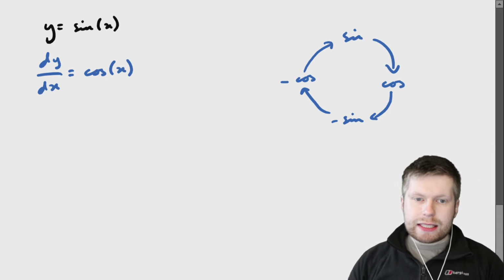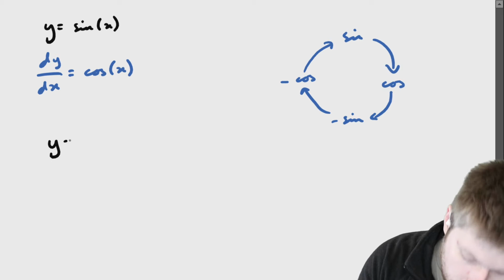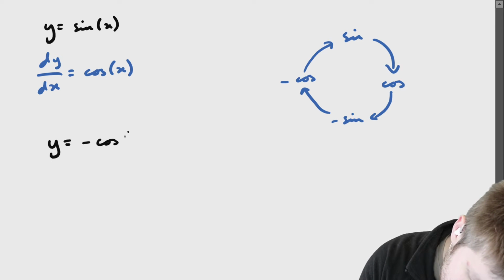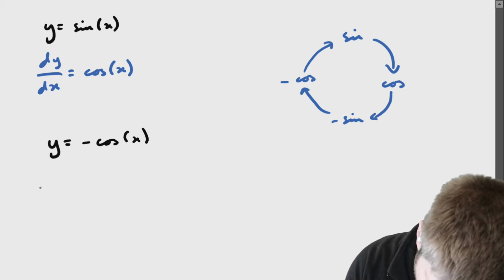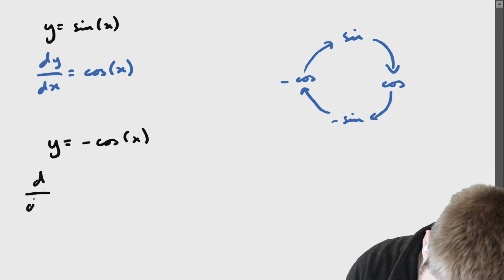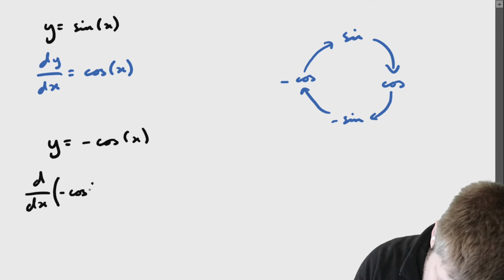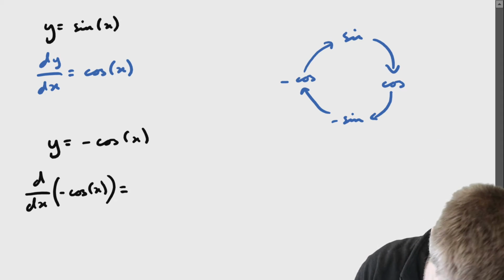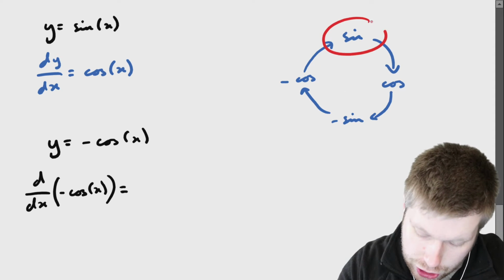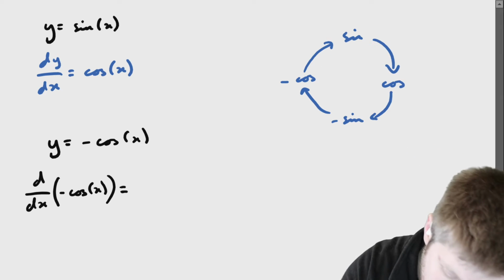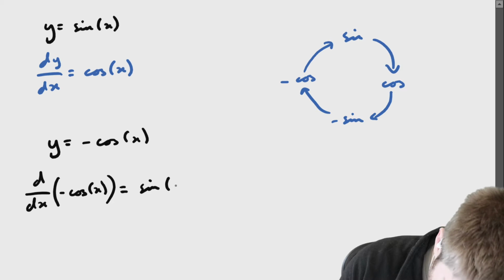Okay. Similar kind of idea then, if I want to take y equals negative cos of x, well, the derivative of that, I could write it as dy by dx, but just to show you some slightly different notation, I'm going to write it as d dx of negative cos of x. That should be equal to, well, let's have a look. I'm jumping in at negative cos of x, and I need to differentiate it, which means I move to the sine of x. So basically, the derivative of negative cos of x is equal to sine of x.